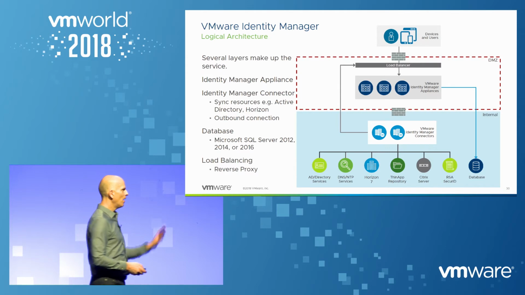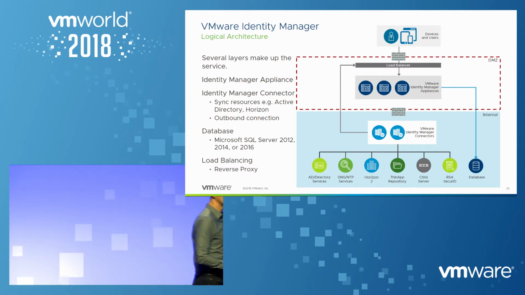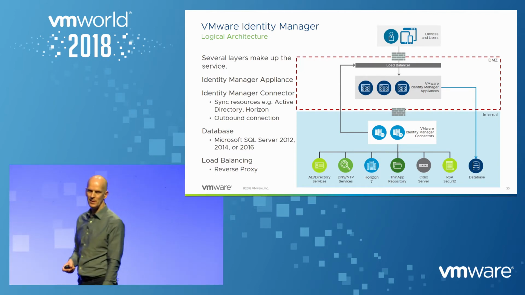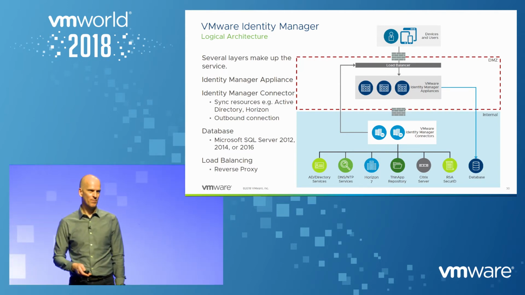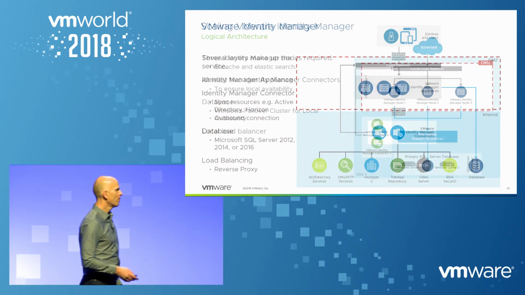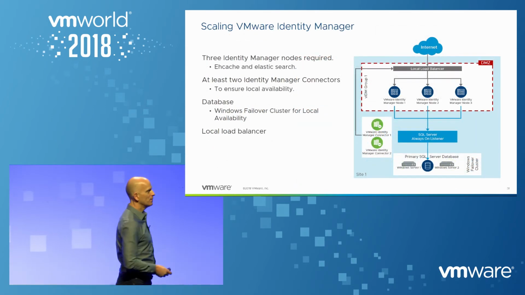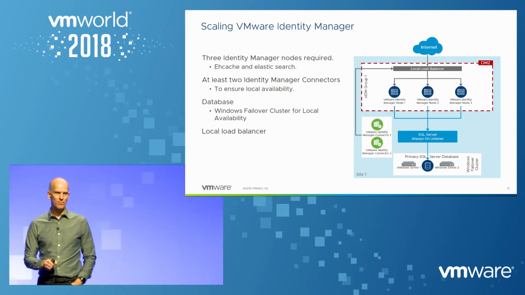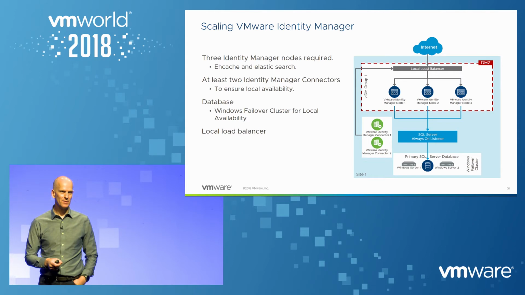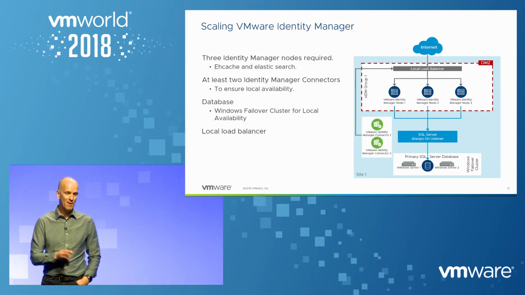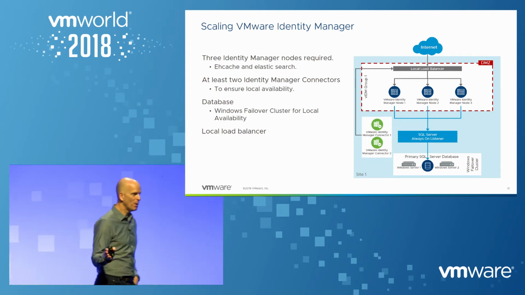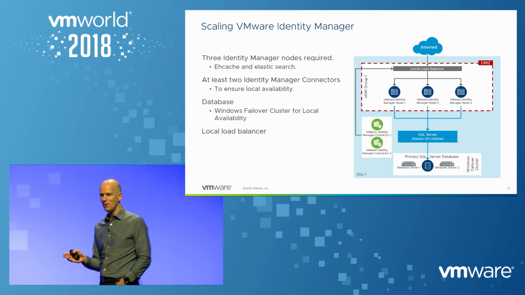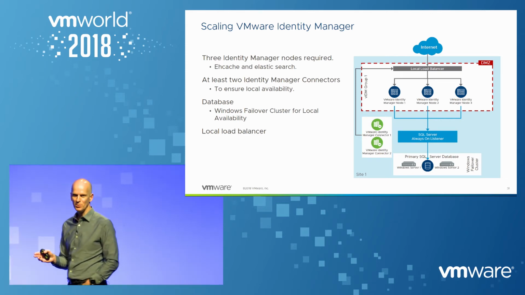Other things we need for Identity Manager is we need a SQL database. Right? All the information, all the configuration, all the state is held within SQL. So how do we architect this and scale? Right? We need a minimum of 3 Identity Manager appliances. Right? Now we can have more. You probably won't need more in most cases, because each Identity Manager appliance will handle roughly about 100,000 users.